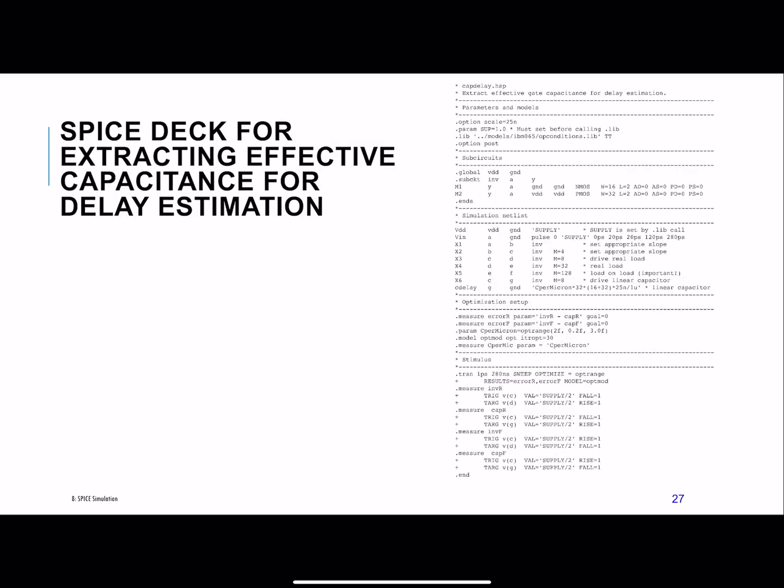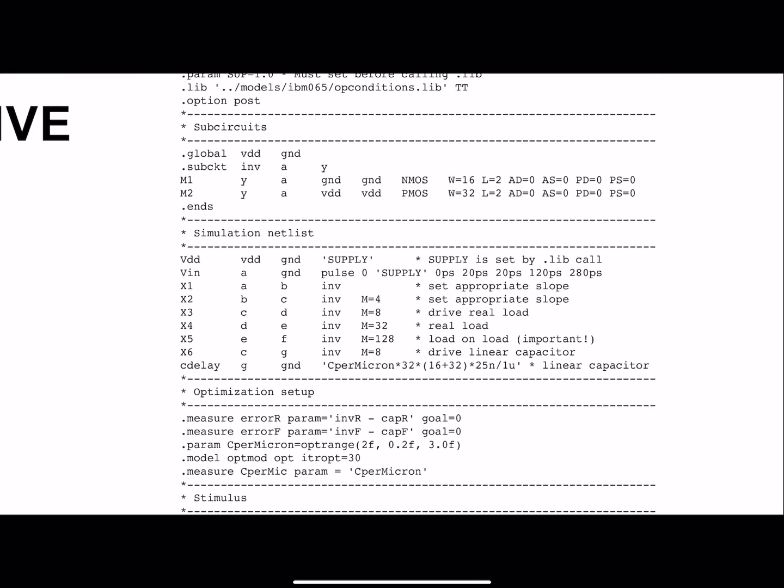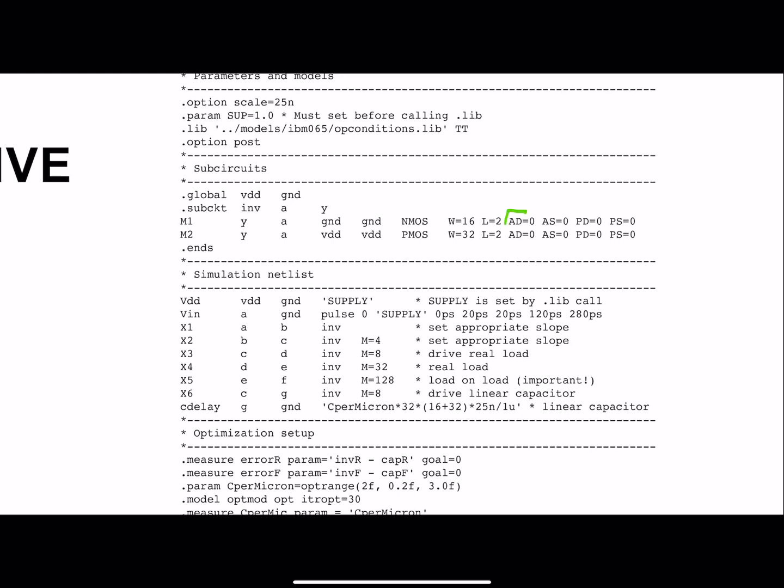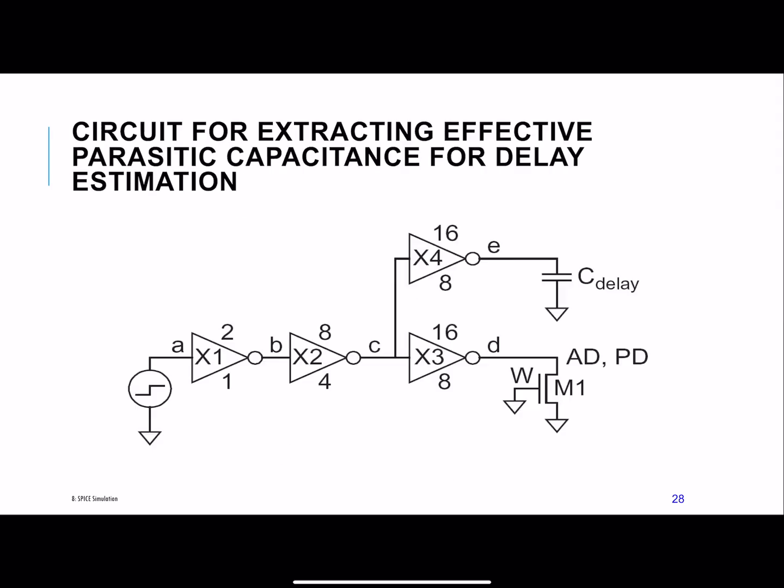Anyway, this is a representative SPICE stack, and in the sub-circuit for those inverters, they've made these drain source capacitances 0 because this simulation is just trying to get to the gate capacitance value. You can do the same thing to get the drain capacitance of the N and the P. In this case, you have to do it twice because the drain capacitance of the N is not necessarily equal to the drain capacitance of the P.